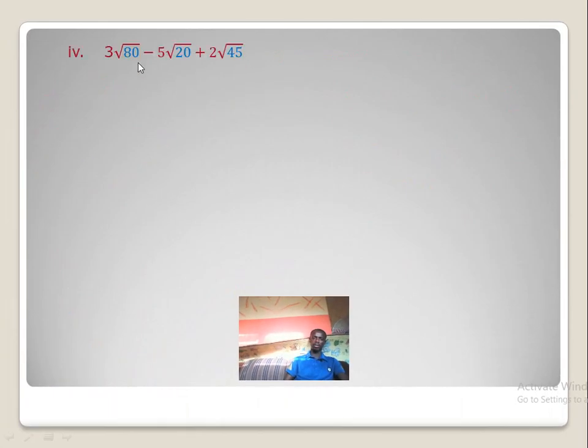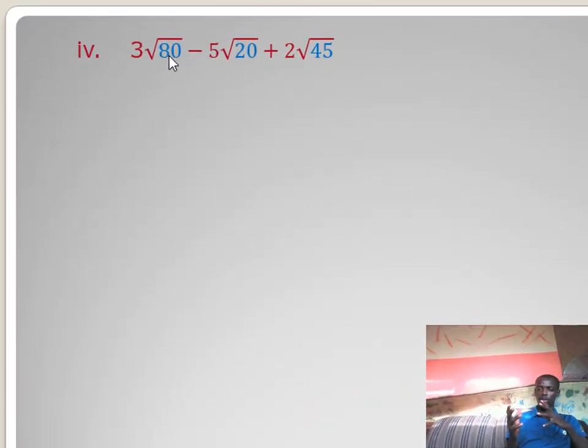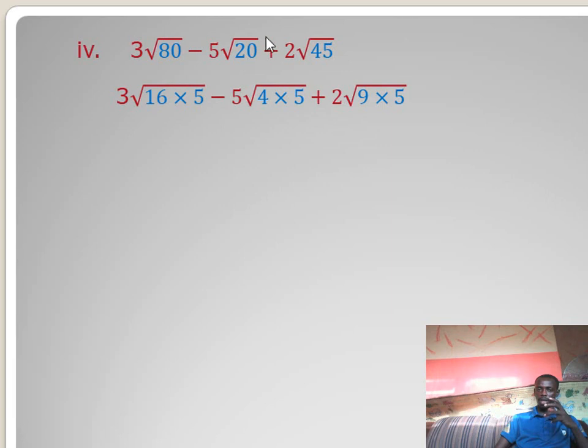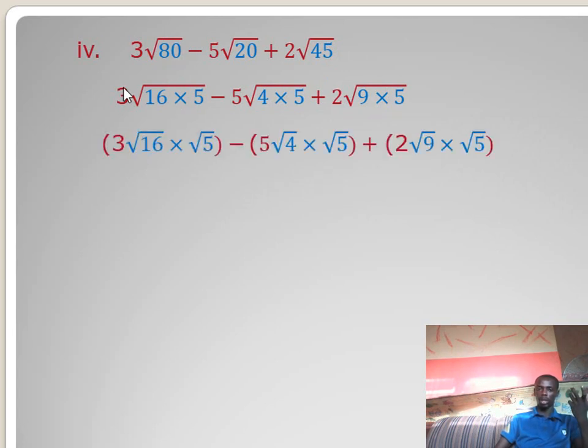So the one before the last, I'm having 3 root 80 minus 5 root 20 plus 2 root 45. Okay, so I want to be a bit slower here. Now I want to split 80 into a factor of perfect root. So I'm splitting 80 into 16 by 5, and I'm splitting 20 into 4 by 5, and I'm splitting 45 into 9 by 5. So just look at the matching of those blue colors. They are the root splits. So I'm going to be having 3 root 16 multiplied by root 5 minus 5 root 4 multiplied by root 5 plus 2 root 9 multiplied by root 5.